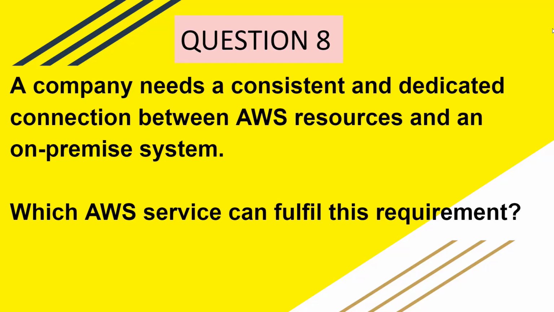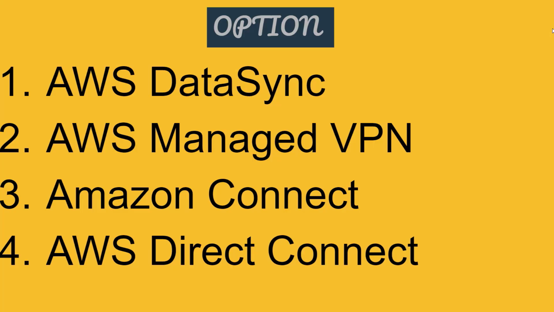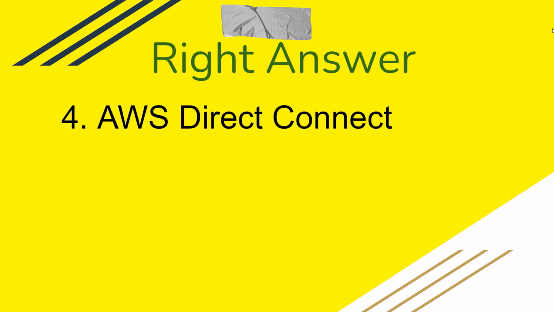Question 8. A company needs a consistent and dedicated connection between AWS resources and an on-premises system. Which AWS service can fulfill this requirement? Option 1. AWS DataSync. 2. AWS Managed VPN. 3. Amazon Connect. 4. AWS Direct Connect. Right answer is 4. AWS Direct Connect.